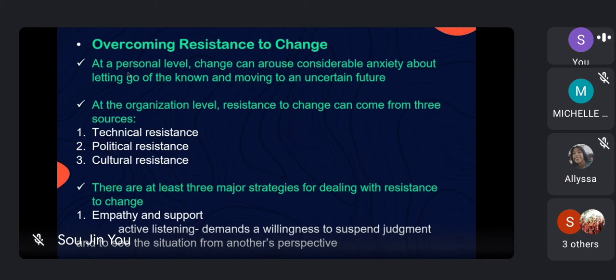Number one, empathy and support. So, ito yung first step sa pag-overcome ng resistance. Ito yung learning how people are experiencing change. So, yung strategy na to, dito ma-identify kung sino yung mga taong nagkakaroon ng problema sa pag-accept ng mga changes. Active listening demands a willingness to suspend judgment and see the situation from another's perspective.